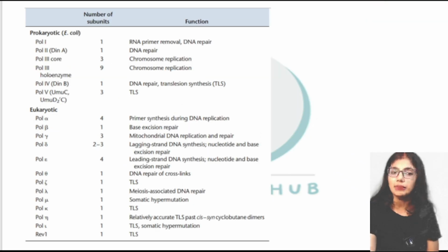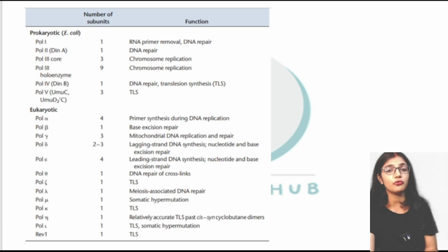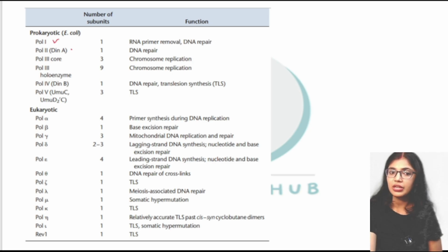Here are certain proteins, or we can say enzymes, which are present in prokaryotes and eukaryotes. In the case of prokaryotes, DNA polymerase 1, 2, 3 mainly work. We will discuss eukaryotic DNA replication later.